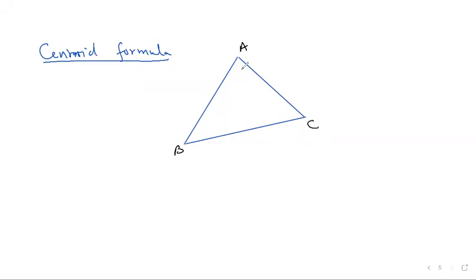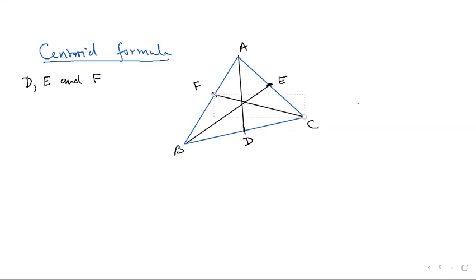How to draw the median? Take the midpoint. Connect. Take the midpoint. And take the midpoint. So D, E, F are the midpoints of the sides. Then connect with the opposite side. Don't use the word angle bisector. What do you call this? Median. This is called median because it may not be the angle bisector. It may not bisect the angle.